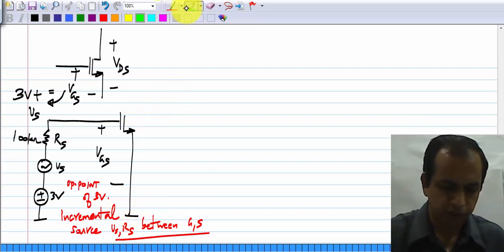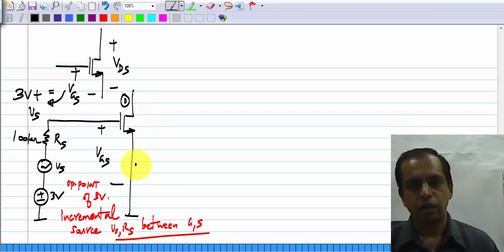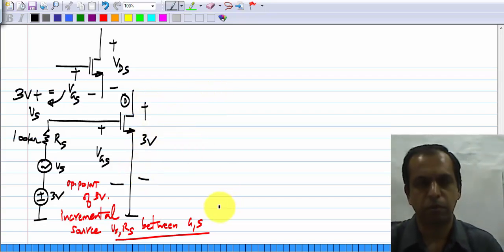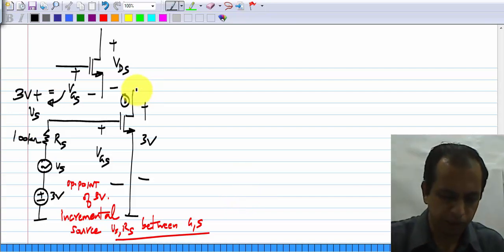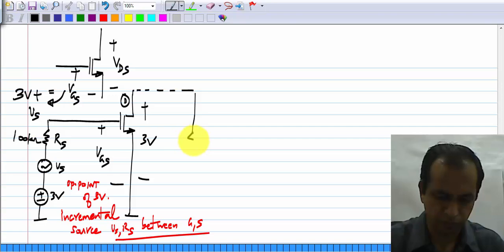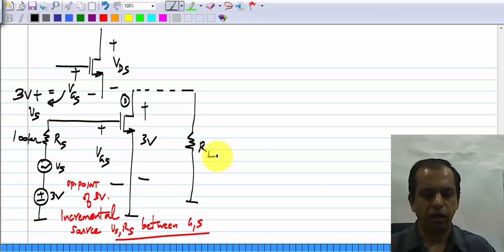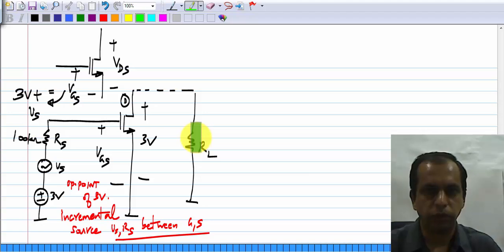Now, what do we do for the other side, the second port or the drain side? Remember, what we need is 3 volts or some voltage VDS0 across drain and source in the operating point, so that it remains in saturation. And also in the incremental picture, we need to have RL between drain and source. So, how do we do this?